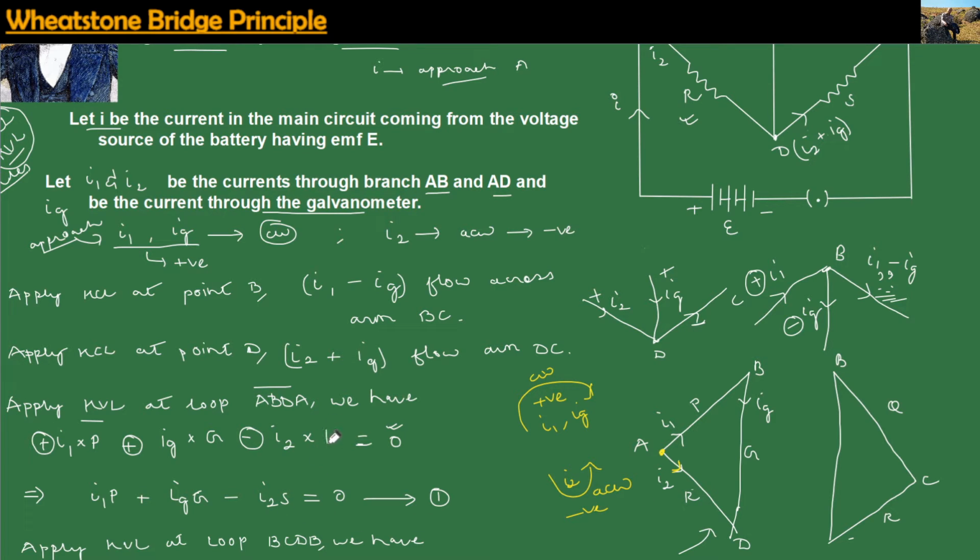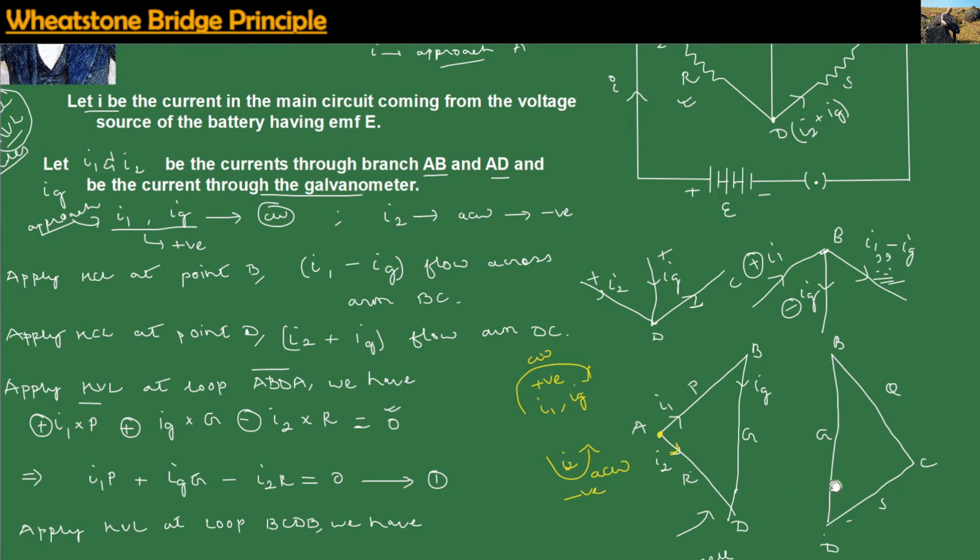Okay, so here let us write R, and over here also R. Over here this will be resistor S, and along this terminal D, along that BD, we have the galvanometer G. Then we have these currents over here.